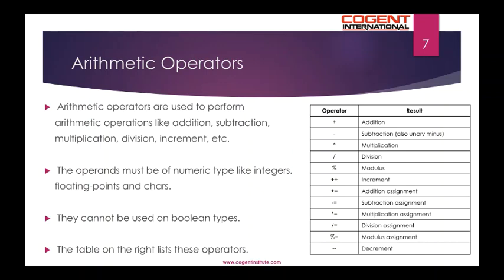Here's a table which provides a list of all the arithmetic operators. The plus is for addition, hyphen is for subtraction, asterisk is for multiplication, forward slash is for division, percent symbol is for modulus, two plus symbols are for increment. Compound assignments include the addition assignment, which is plus equal to, subtraction assignment, which is minus equal to, multiplication assignment, which is asterisk equal to, division assignment, which is forward slash equal to, modulus assignment, which is percent symbol equal to, and two hyphens, which is the decrement operator.